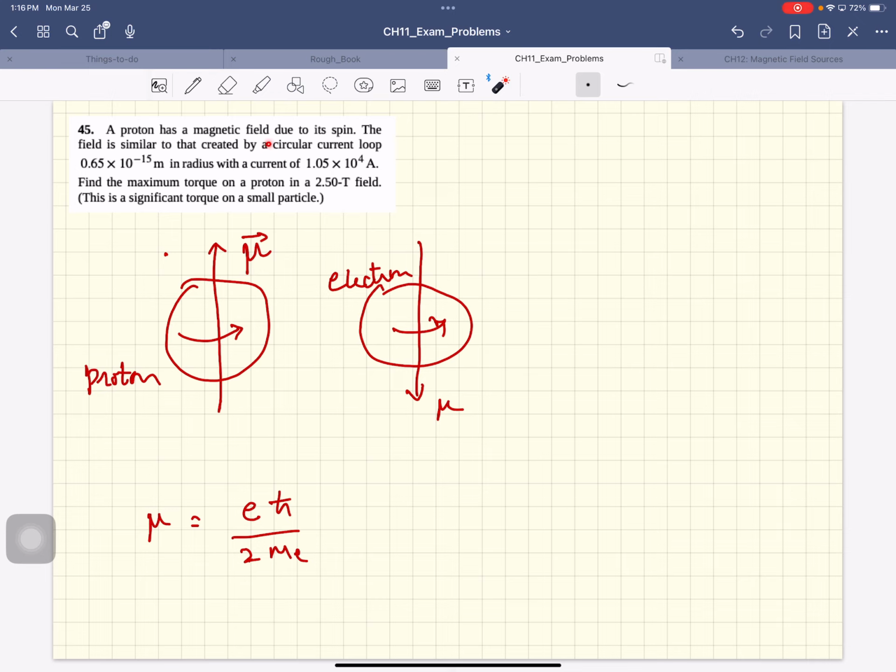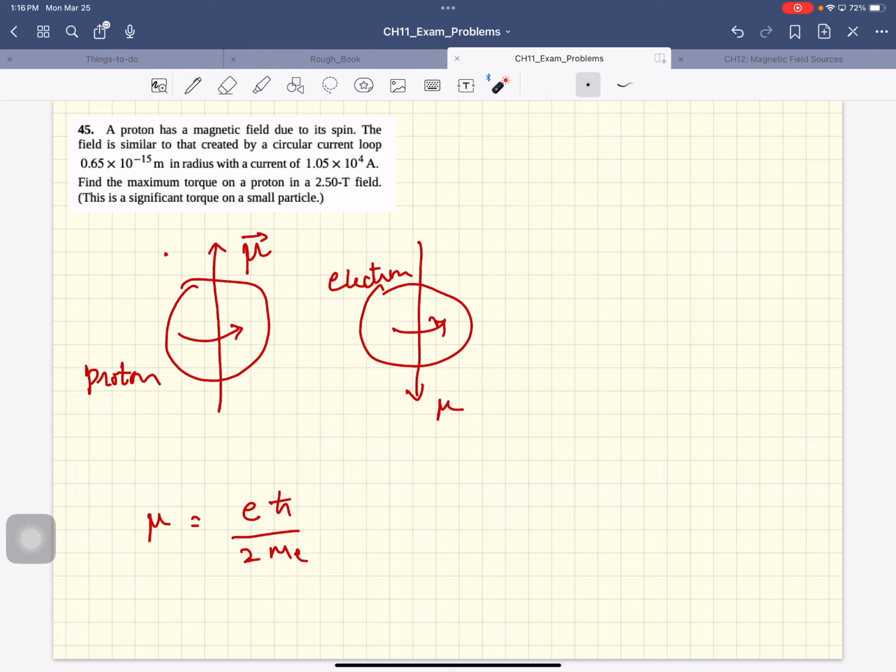A proton has a magnetic field due to its spin. The field is similar to that created by a circular loop, 0.65 times 10 to the minus 15 meters in radius, with a current of 10,000 amps. Find the maximum torque on a proton in a field of 2.5 Tesla.